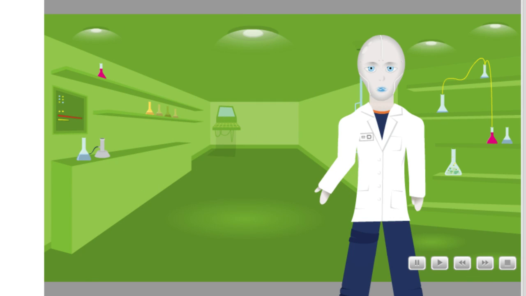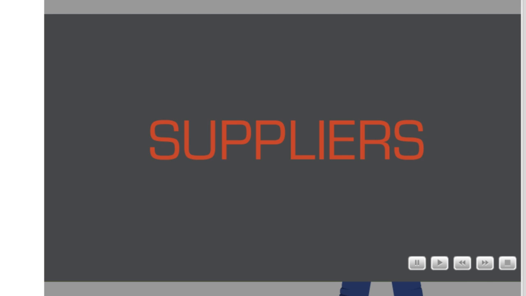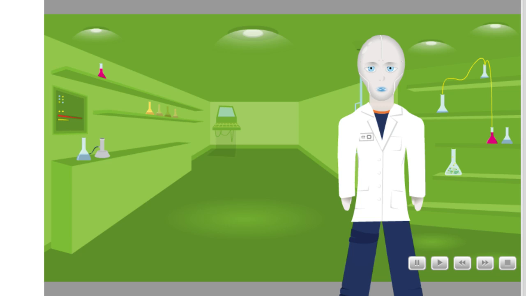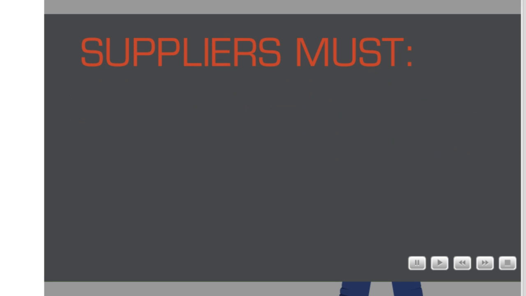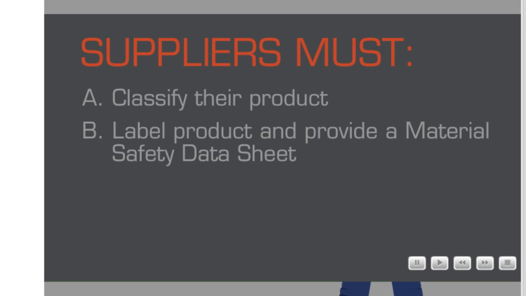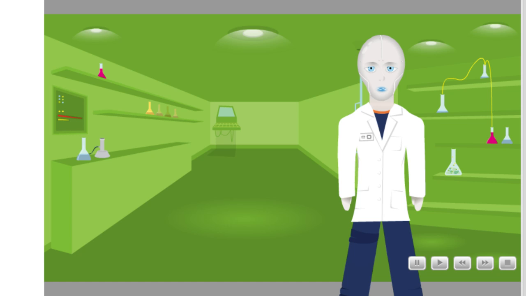Now it's time to discuss the supplier's responsibilities. Each supplier must determine which of their products intended for use in Canadian workplaces are considered hazardous materials under WHMIS. Then suppliers must classify their product. They have to supply this information in the form of a label and a material safety data sheet.